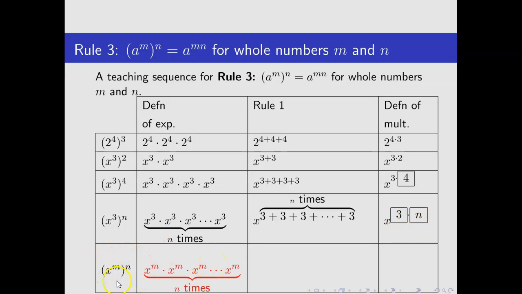All right, most general. Basically, our rule 3 here, we have x to the m to the n. And what we're going to get here, we have x to the m times x to the m. We're going to multiply that together. So all of these times, n x to the m's. So that's going to be x to the m plus m, and so on, n times. And then using our definition of multiplication, that's going to be x to the m times n.